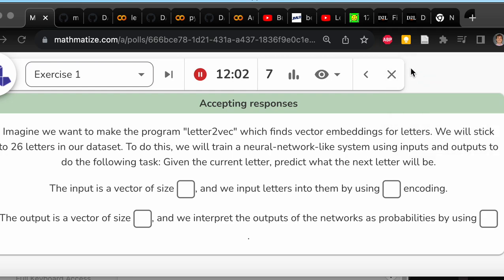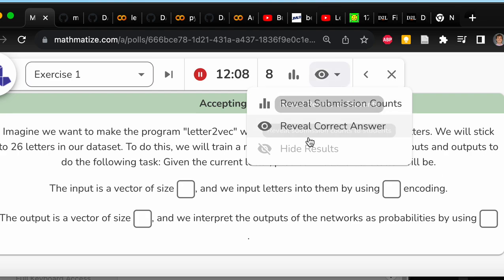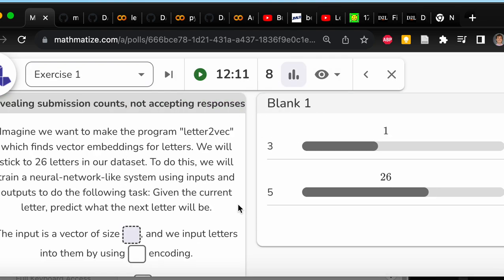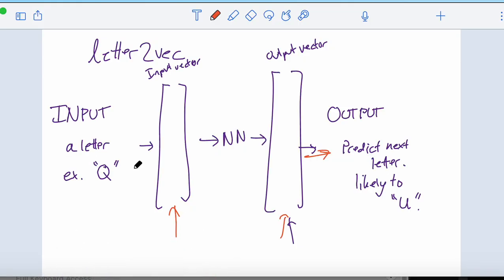Okay. 1, 2, 3, 4. Okay. That's roughly about the number of people in the room. Okay, let's see what people said. So the input is a vector of size... 3 people said 1. 5 people said 26. So is it 1 or is it 26? So a vector of size 1 is a number. That would be like inputting a number. And a vector of size 26 would be like 26 different numbers.